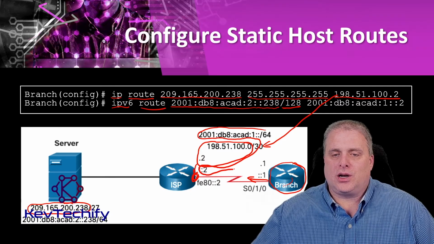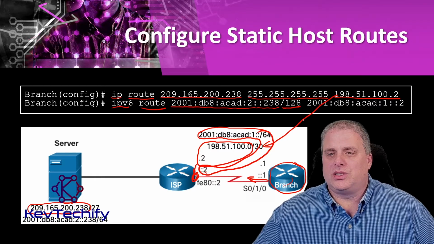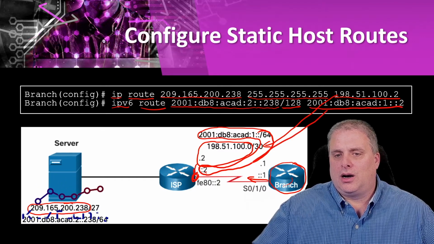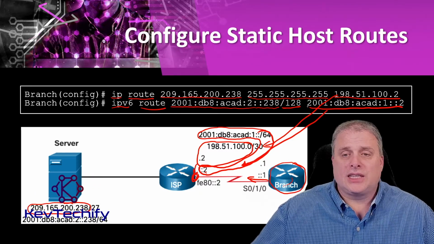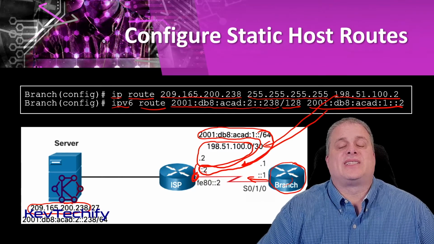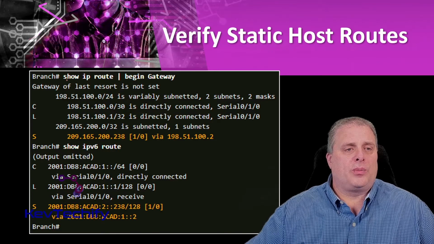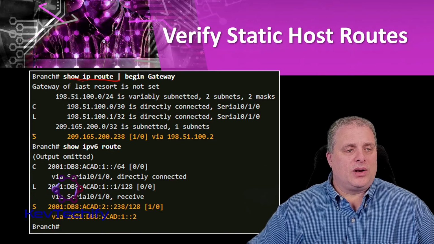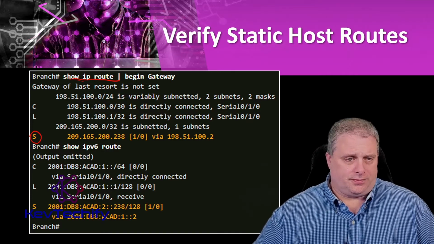Hopefully you can follow my drawings. That is this address right here. Ends in a :2, which we put in there. Wow. Lots of drawing. And that gives us the route to a single host. To verify that, we can go up here to just show IP route and begin with our gateway. Down here we have a static route. That's what we did, was we set up an IP static route.